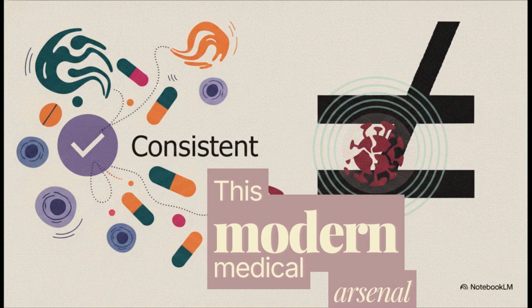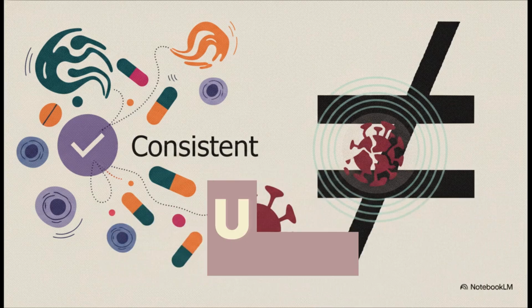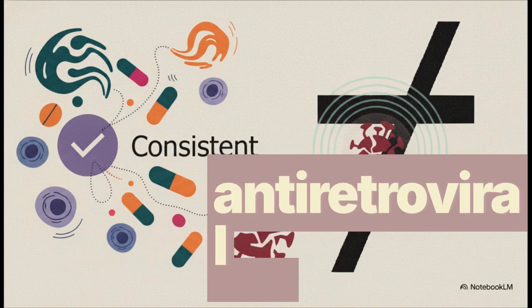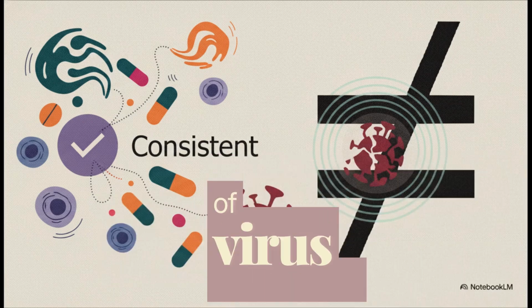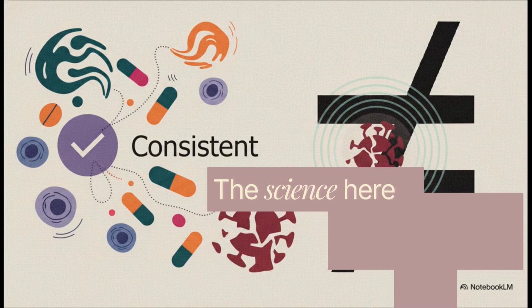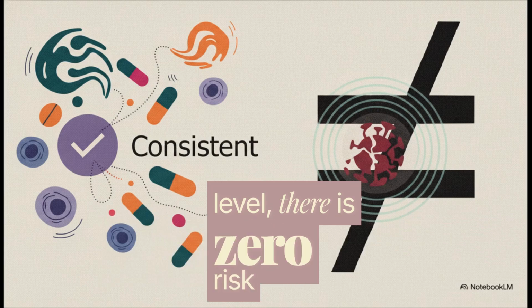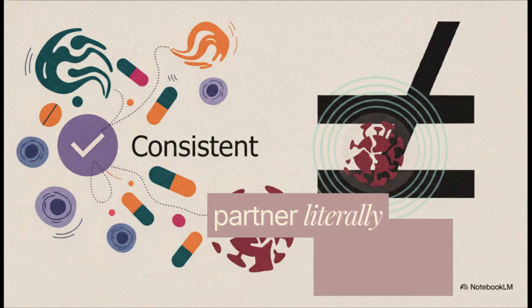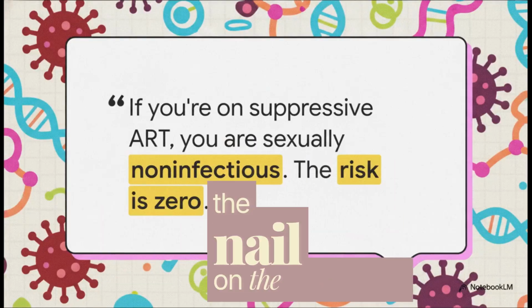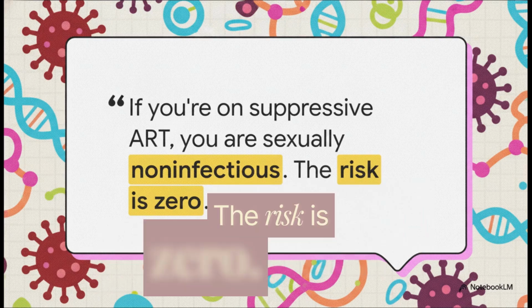This modern medical arsenal brings us to an absolutely game-changing reality. It's called U equals U. Undetectable equals untransmittable. When a person living with HIV takes their antiretroviral therapy consistently, the amount of virus in their blood drops so incredibly low that standard tests can't even detect it. The science here is amazing. When the virus is consistently suppressed to an undetectable level, there is zero risk of transmitting it to a sexual partner. Literally zero. Infectious disease expert Dr. Allison Roger really hit the nail on the head when she said, if you're on suppressive ART, you are sexually non-infectious. The risk is zero.